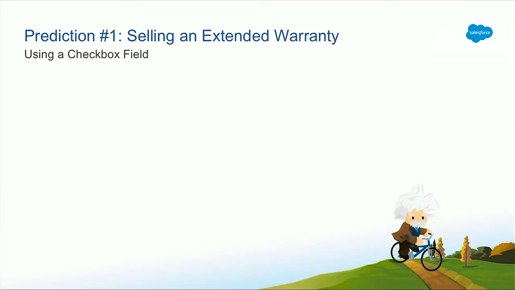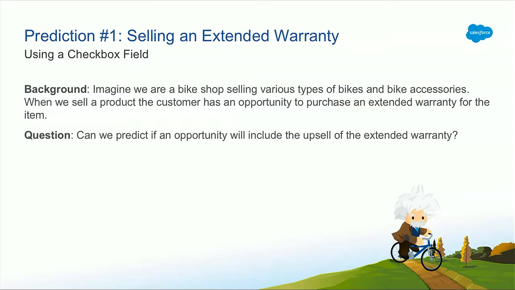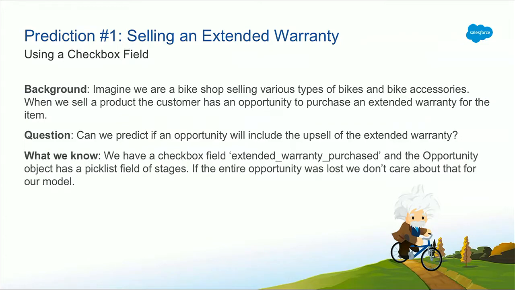So let's get into an example, one scenario where we could use something like this. Let's say, for example, Natalie and I run a bicycle shop. We sell bikes and bike accessories to people, and we track all our sales in Salesforce. Now, one of the things we may want to do when we sell a bike, we also sell an extended warranty package. Some customers buy it, some customers don't. So the question that we would like to answer with Einstein Prediction Builder is, can we predict which of our sales opportunities are likely to result in purchasing an extended warranty?